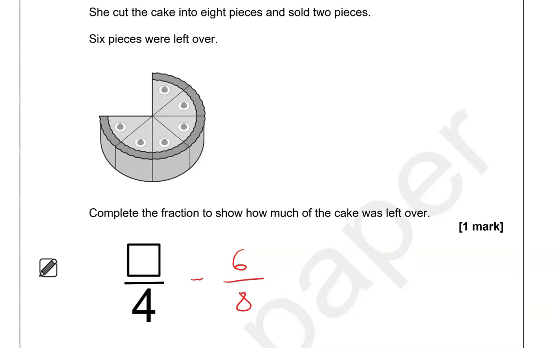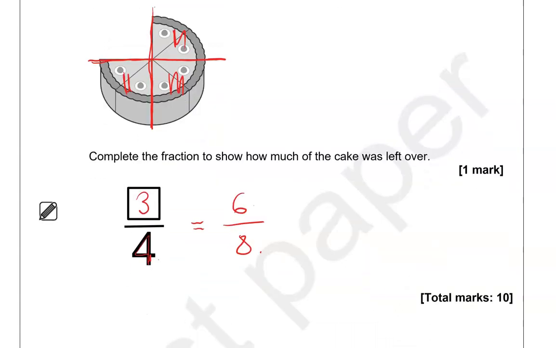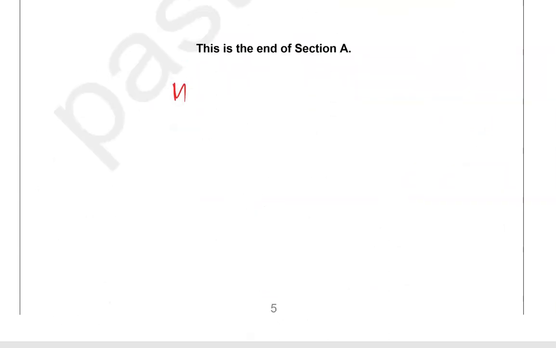Now, if we change that to have a denominator of 4, what's happened from the 8? It's been halved. So we're going to do the same to the 6. So half of 6 is 3. Now, that's what it means here as well. So if we had cut the cake into 4 pieces, how many of them would be left? There'd be 1, 2, 3 of them. So 3/4 of the cake is left. This is the end of the first part.